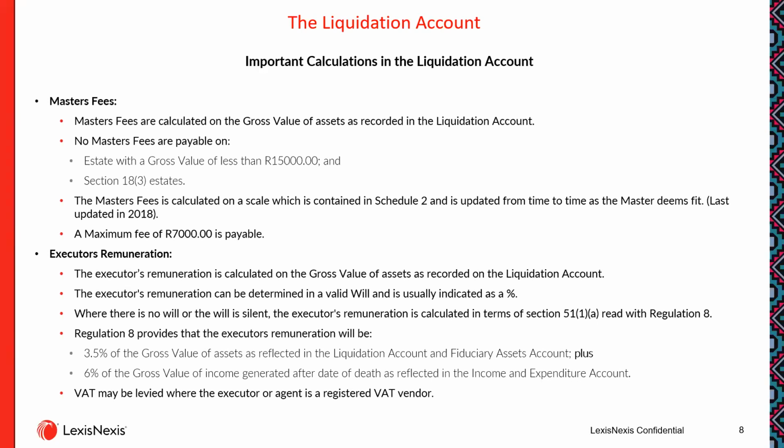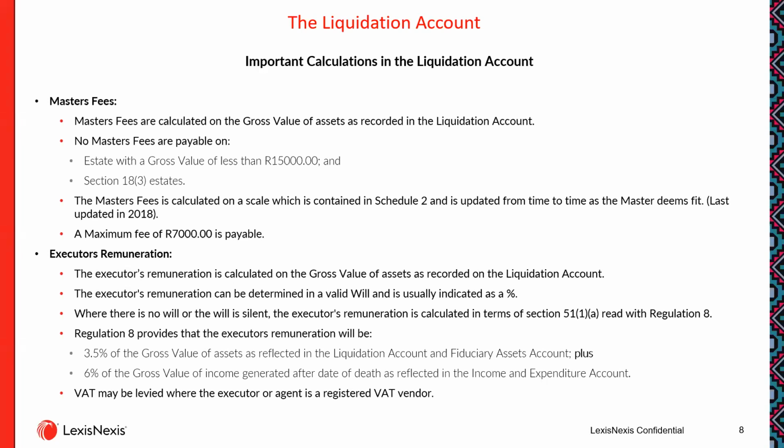A Section 18.3 estate is just an estate with asset value less than 250,000 Rand. Also important to note here that a maximum fee of 7,000 Rand is payable as our master's fee. We also have our executor's remuneration.